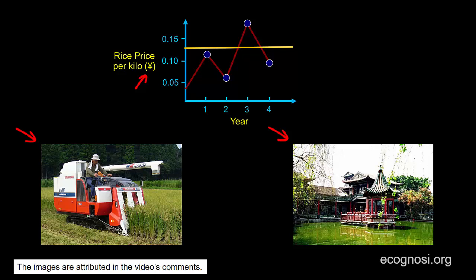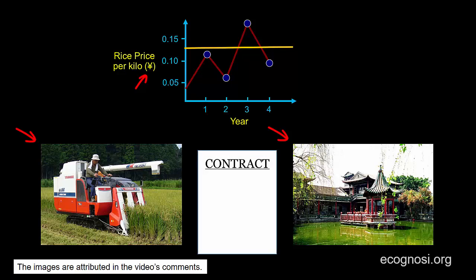And to make things more formal, they could sign a contract to lock in this price. This contract will include the obligations of one party towards the other, the agreed price, the quantity of rice to be delivered, the settlement date, the location of delivery. And this contract is actually a forward contract.